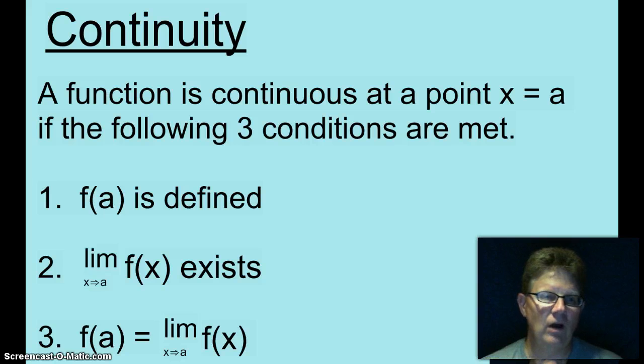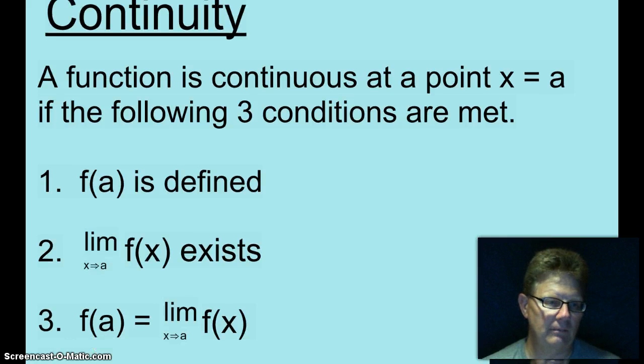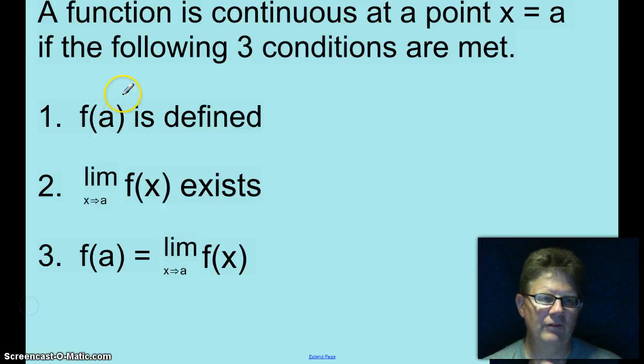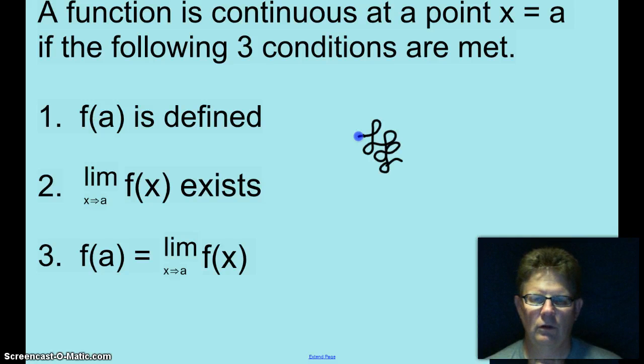Continuity. A function is continuous at a point x equals a, some value of x, if the three following conditions are met. F of a is defined. The limit as x approaches a of f of x exists. And f of a equals the limit of f of x as x approaches a. Go ahead and pause that while you write that down.